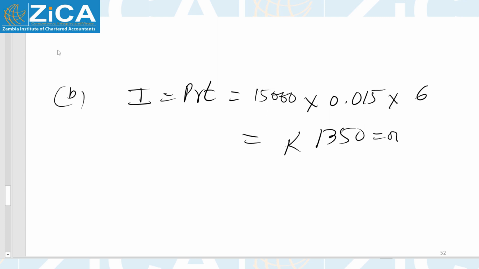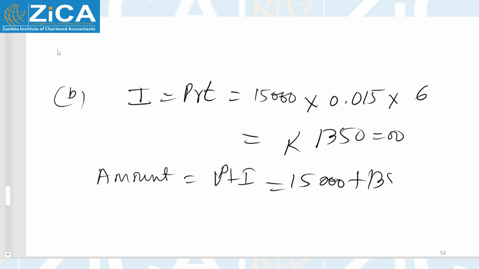1,350 kwacha. If you go to finding the amount, we know the amount is principal plus interest. Our principal, how much did we invest at the beginning, is 15,000, plus the interest, which is 1,350. If you add this, it will give us 16,350.